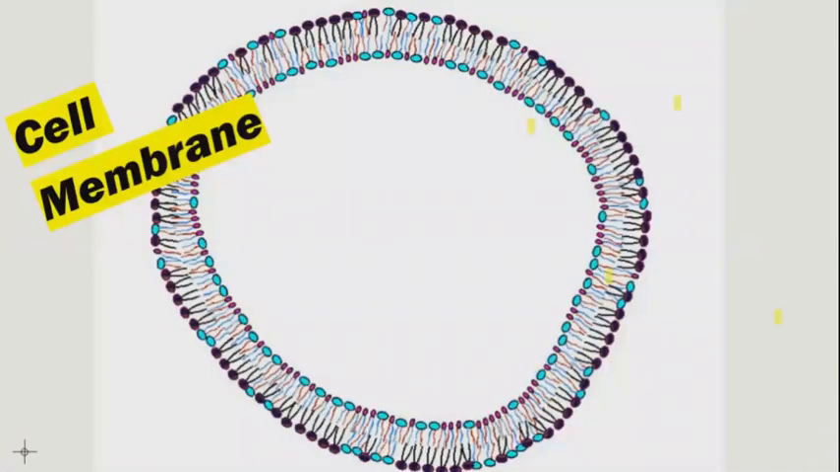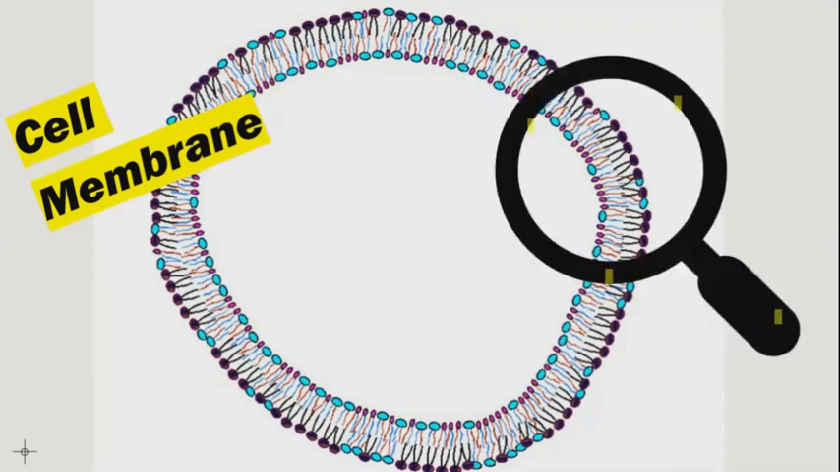So we'll start off. The cell membrane protects the cell by controlling what can enter and exit the cell. It's also called the plasma membrane. Because the membrane allows things to enter and exit selectively, it makes the membrane semi-permeable. But before we continue, let's just focus in a little bit closer.